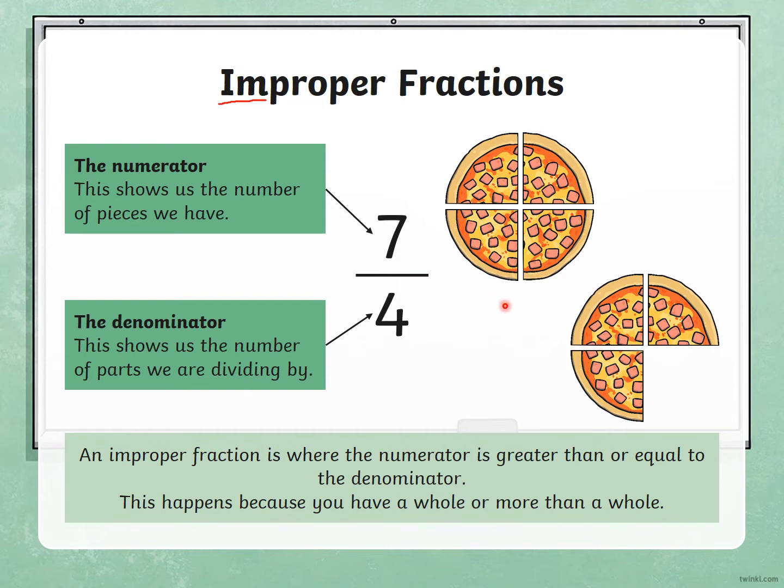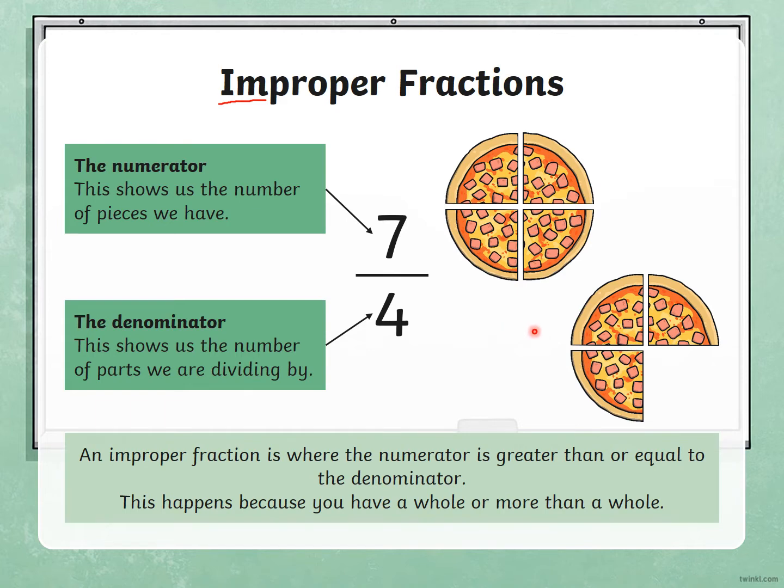Now, just like we learned in the previous slide, the numerator, the number above, 7, is telling us the number of pieces we have. And you might look at the image over here and you can see that we have 7 pieces of pizza. And the denominator down below is showing us the number of parts we are dividing by. We know that each pizza is divided into 4 equal parts. However, an improper fraction is where the numerator, the number above, is greater than or equal to the denominator. This happens because you have a whole or more than a whole.